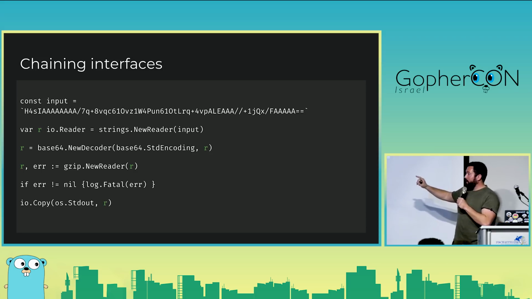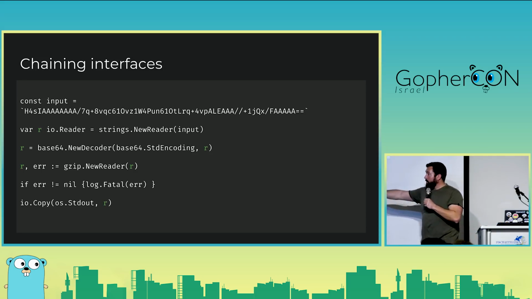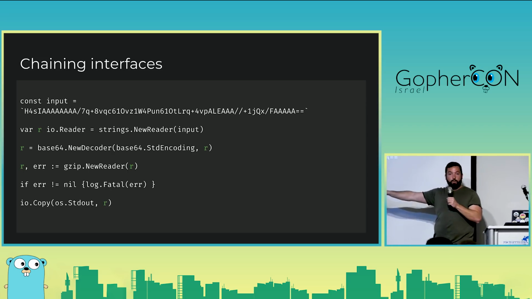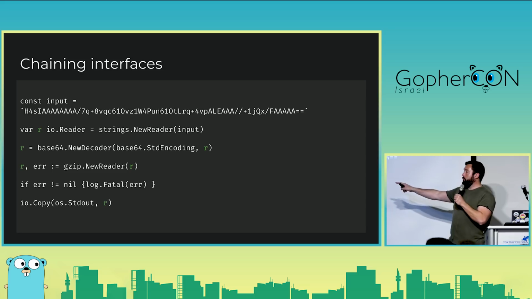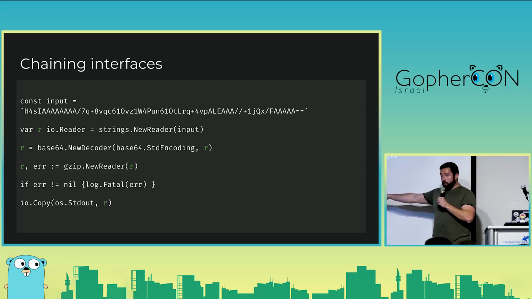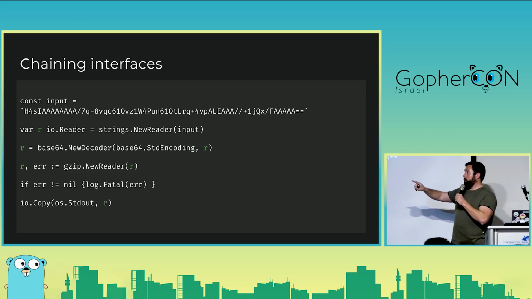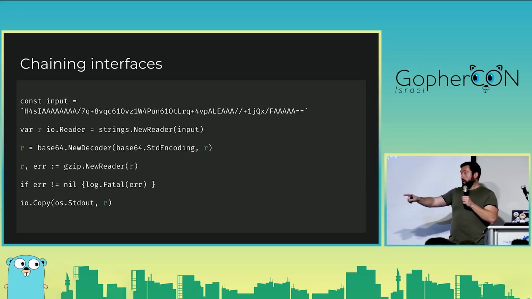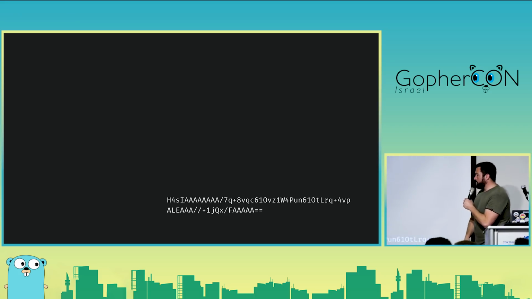And what we're doing is we're going to get a strings reader that's going to read from that input, which is a string, that returns a reader. Then we're going to do base64 decoding from that reader into a reader. And then we're going to do a gzip reader from the reader into another reader. And then we're going to copy from the reader to the standard output. So this looks like this.